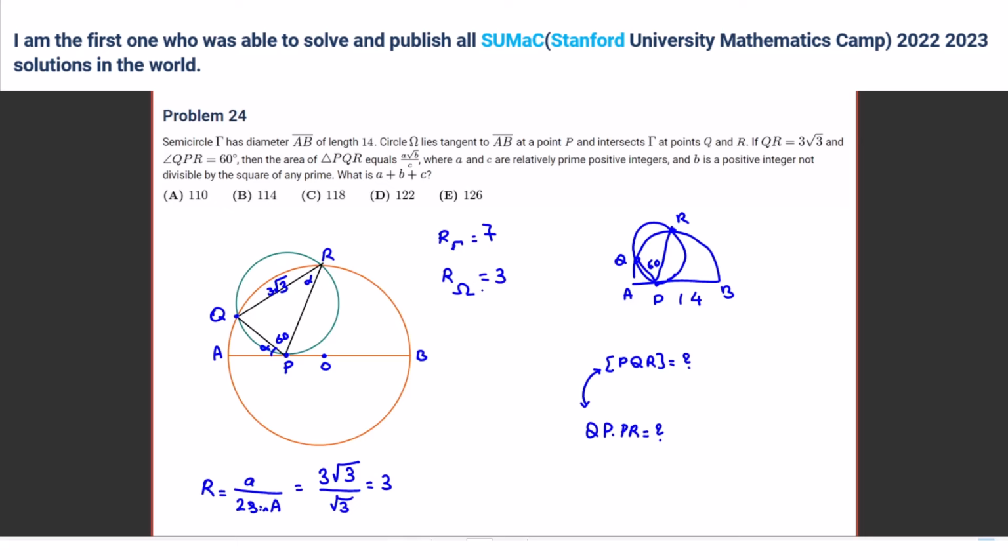Now we found the circumradius of omega. This one is gamma, this one is omega. But we've still not used that this circle is tangent to this diameter. If we call the centers O1 and O2, both of them lie on the perpendicular bisector of QR, right?